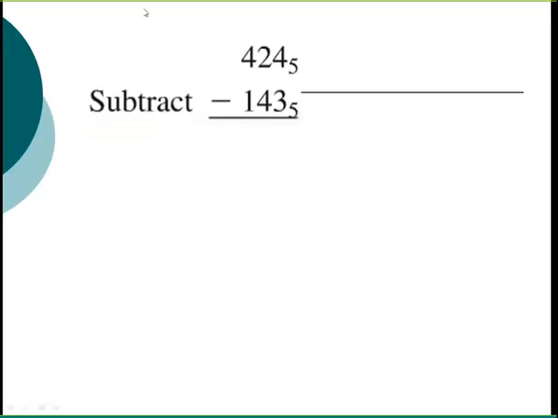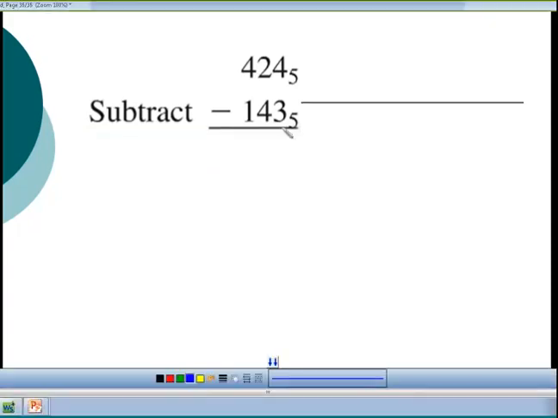So we're going to do subtraction also, and what we've got to do here is just subtract 4 minus 3 is 1. And then here we come to a problem because we need to borrow. This number is too small.